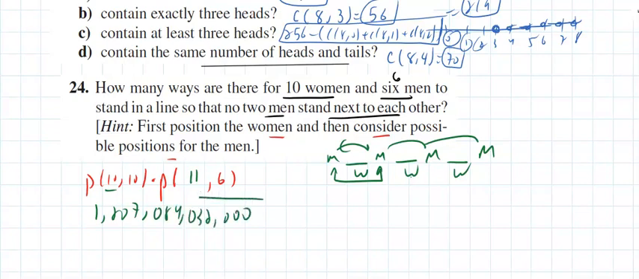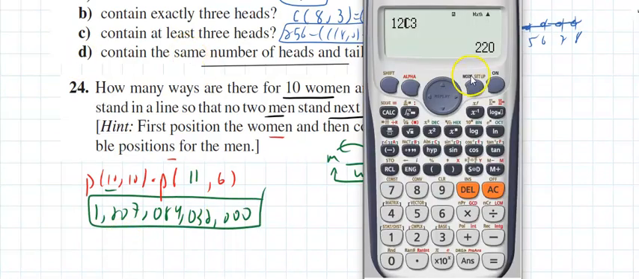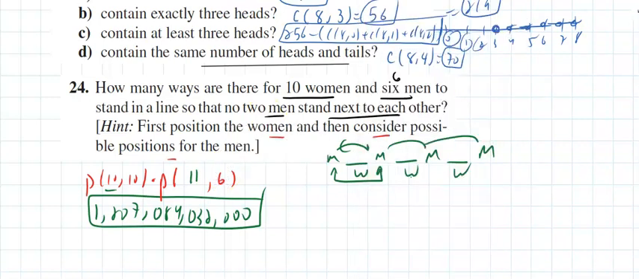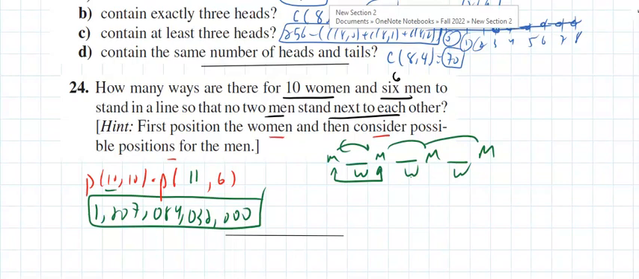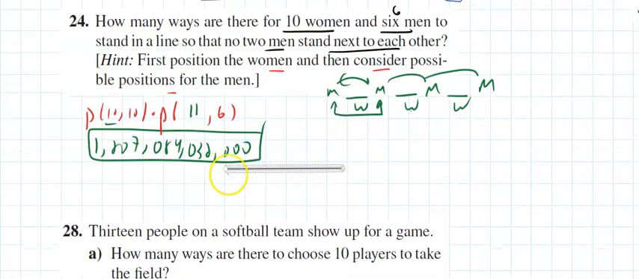And this is how you do it on a calculator. You don't write anything down, you just do it as you see it: 10 permutation 10 times 11 permutation 6. There it is. All right. So again, positions and filling those positions in.